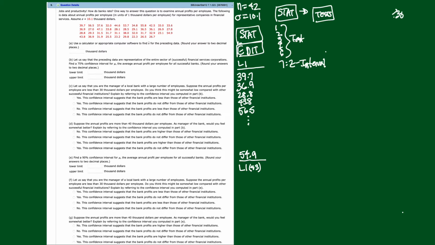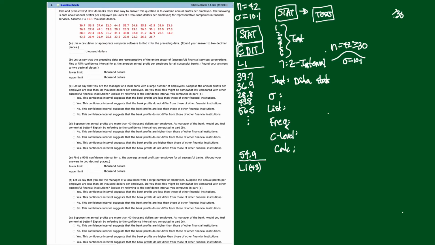We're going to use the Z interval because n is 42, which is greater than or equal to 30. If you have a large enough sample size, we can go with a normal distribution. Not only that, if you look up in the problem, we are actually given a value for sigma. So if sigma is known, or if you have a large sample, 30 or more, you can use the normal distribution, the Z interval. So you go to stat, tests, down to number 7, press enter.